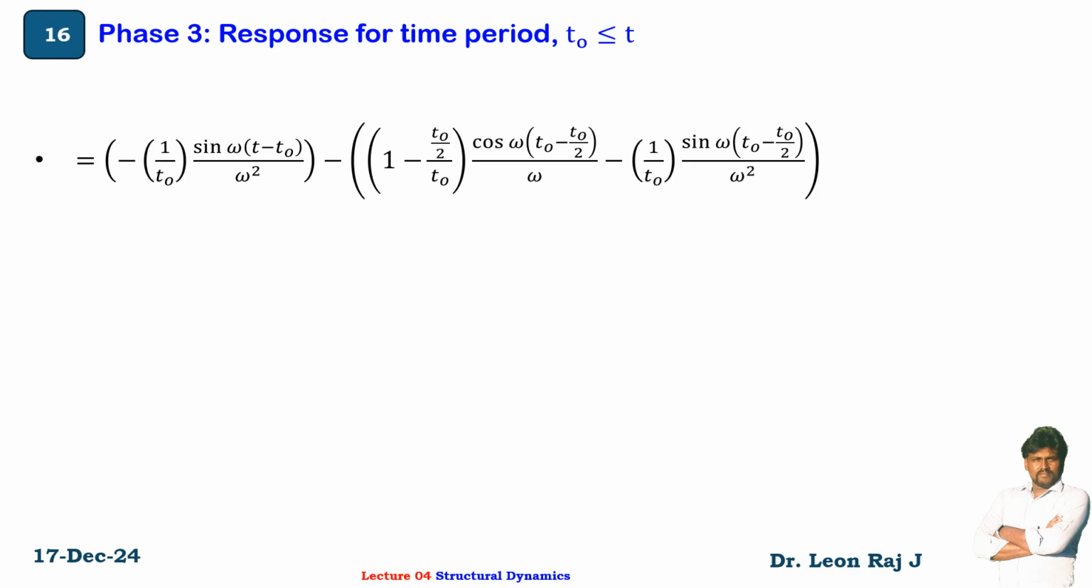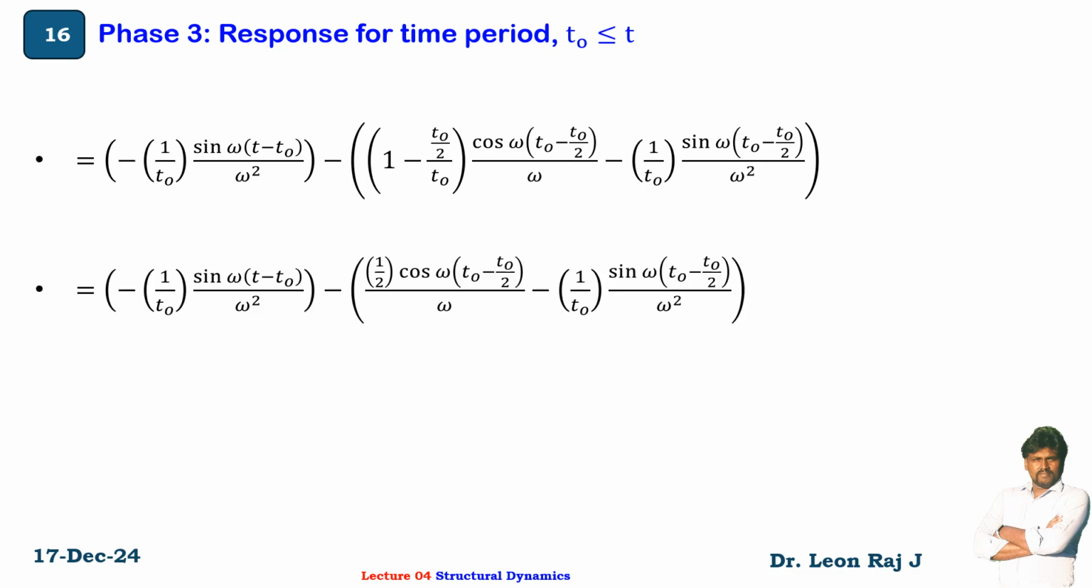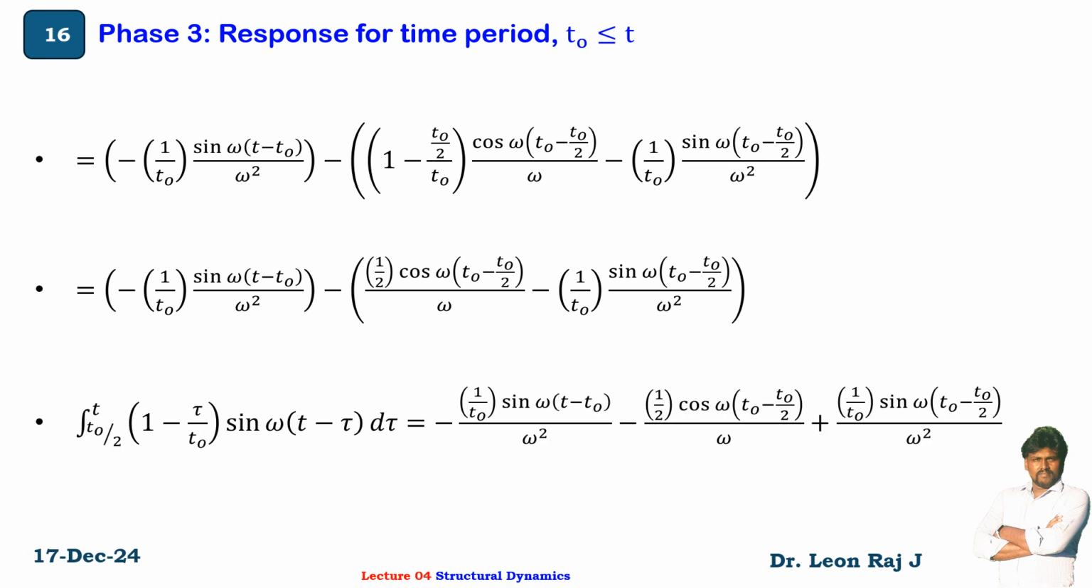So your previous term gets cancelled, and it is further simplified as minus 1 by t0 sin omega t minus t0 divided by omega square minus 1 minus t0 by 2 divided by t0 cos omega t0 minus t0 by 2 divided by omega 1 by t0 sin omega t0 minus t0 by 2 divided by omega square. So it is further simplified in a simple form. If you write minus 1 by t0 sin omega t minus t0 divided by omega square minus 1 by 2.